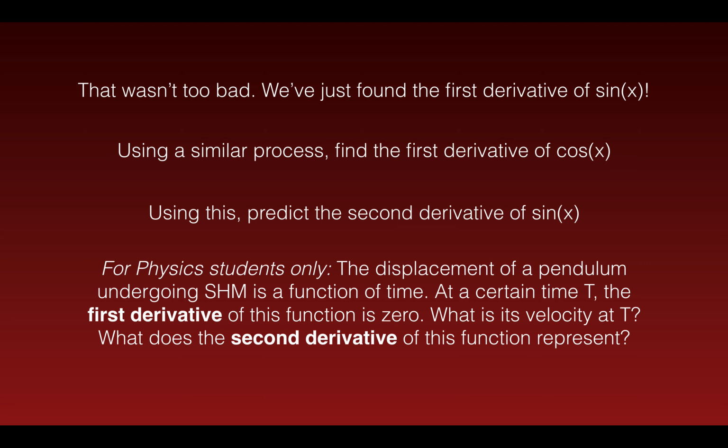At a certain time t, the first derivative of this function is 0. What is its velocity at t? And what does the second derivative of this function represent? If you're confused, thinking about the derivative as the slope of a displacement time graph will help.